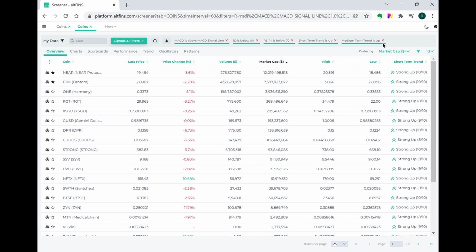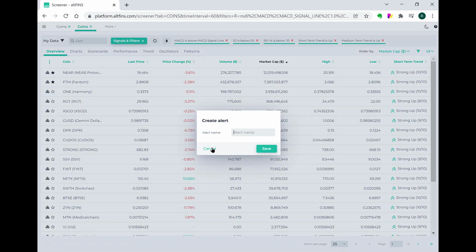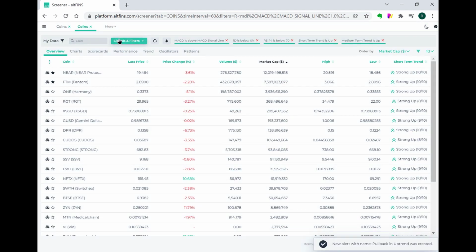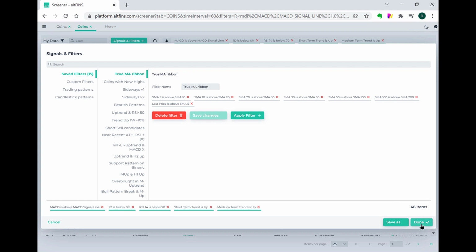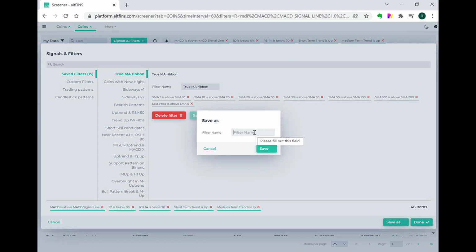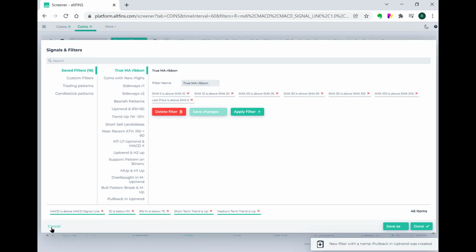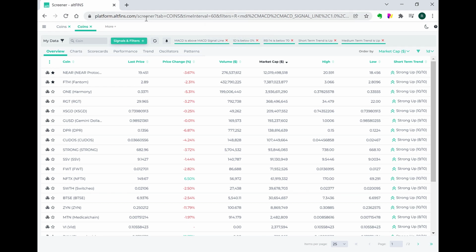Okay, so again, you can relax this criteria by changing, and then again save it as another alert, right? Pullback in uptrend, and then you'll have it under your saved filters right here. Oh, I'm sorry. So I saved the alert, but I haven't saved the filter, so I have to save the filter as well separately. Pullback in uptrend. Okay, so now I have it in my filters, custom filters. I can come back to it and apply it.